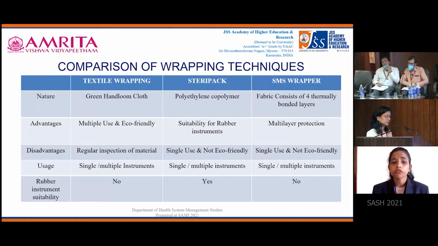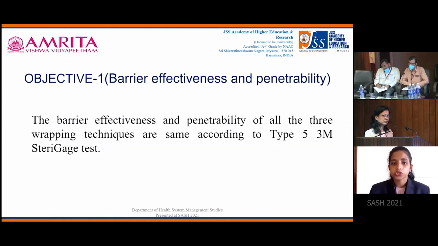Both single and multiple instruments can be used, and especially Steripack is meant for the usage of rubber instruments, as textile wrapping and SMS wrapper cannot accommodate rubber instruments. Coming on to the first objective, according to the Type 5 3M Sterigac test, it was proven that the barrier effectiveness and penetrability of all the three wrapping techniques were equal.